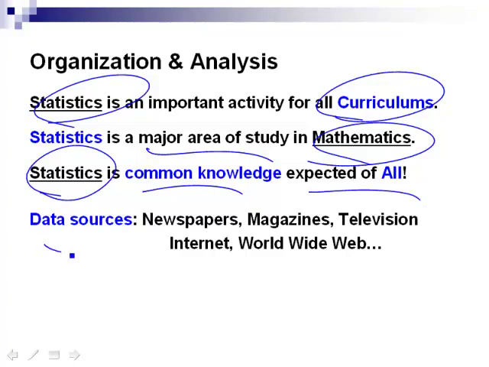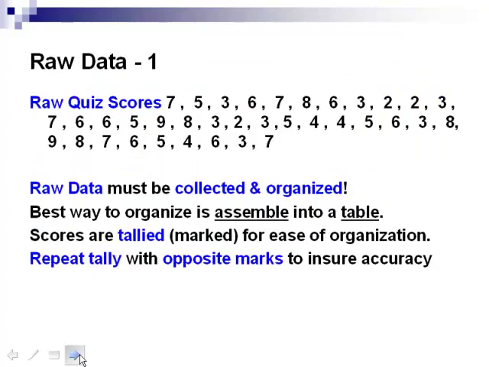Some other sources of data would, of course, be newspapers, magazines, television, and, of course, the Internet and the World Wide Web would supply some data too. We always have to be careful about the authenticity of our sources, so that would be a critical feature of data analysis here. All right, now, here are some collection of raw quiz scores.